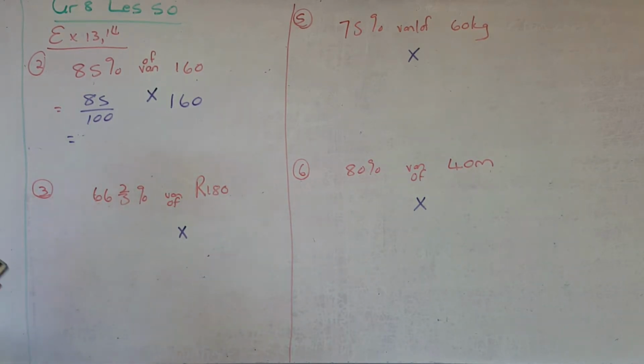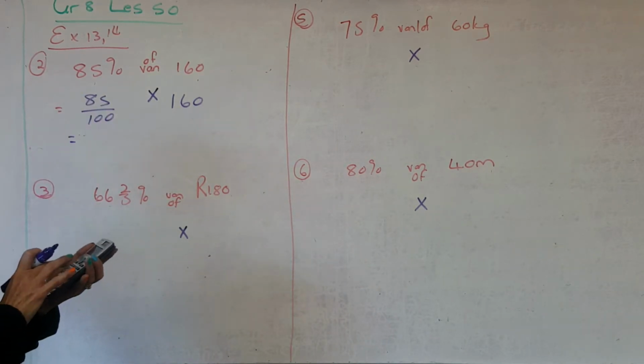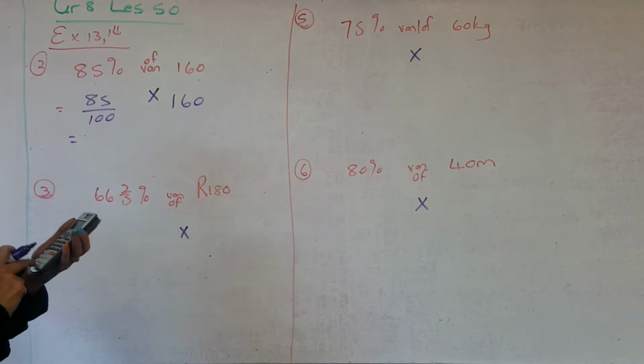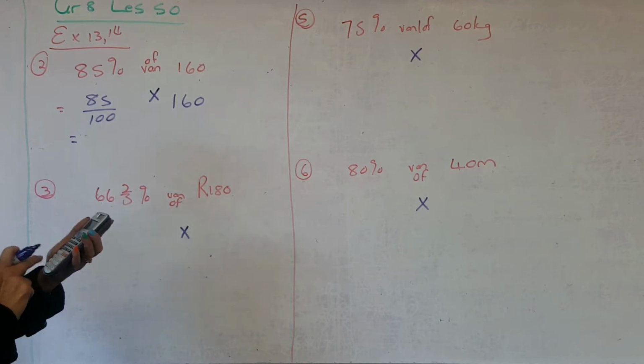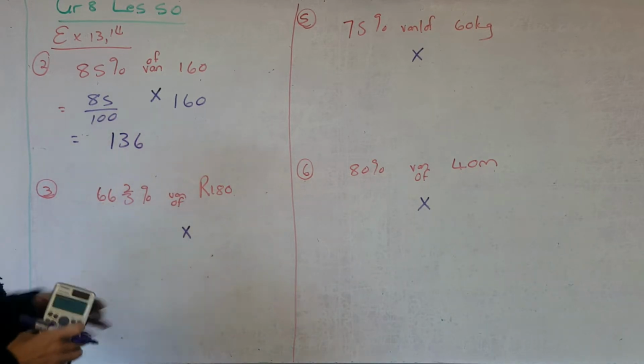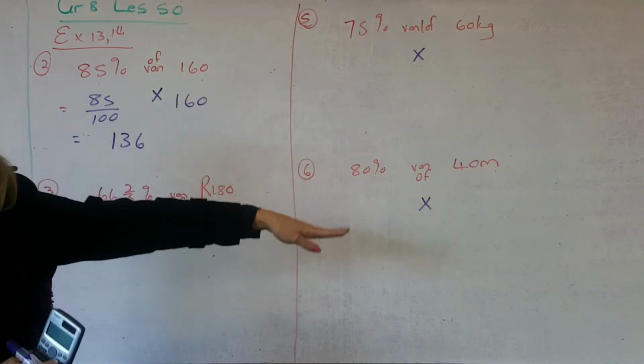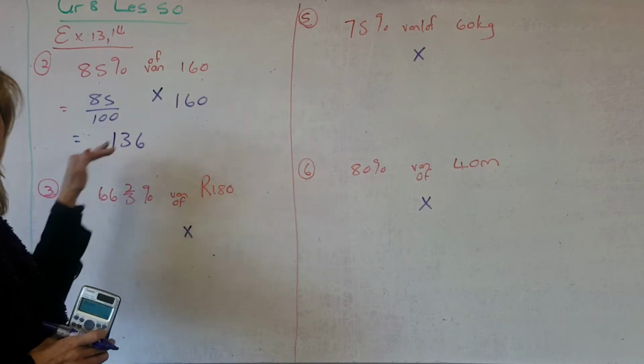You can do it without your calculator, but it's not necessary. Learn to love and know your calculator. En die antwoord is 136. Now they didn't tell me what this 160 was. If it was rands or kilogram or meters, your answer should be the same as what it was given.